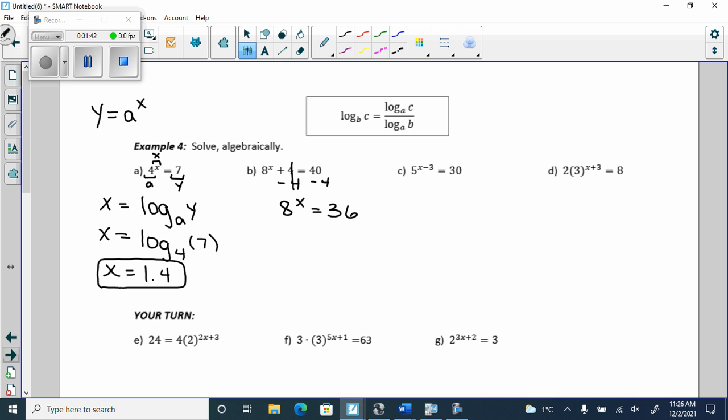There's one variable, exponent, so I can convert it to a log. So I'm going to line it up. Y is the one that's by itself. A is this one. X is x. Then I write my log equation. X equals log base a of y. So I'm going to get x equals log base 8 of 36. And I get 1.7.